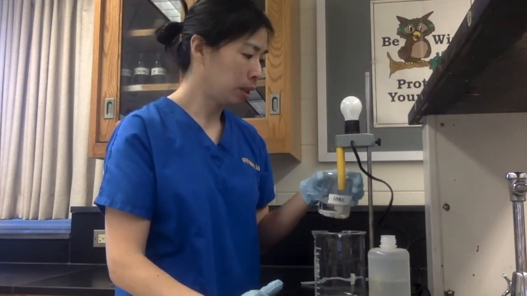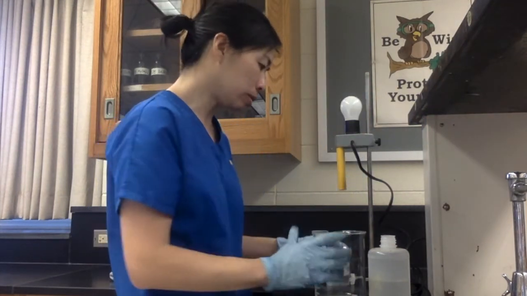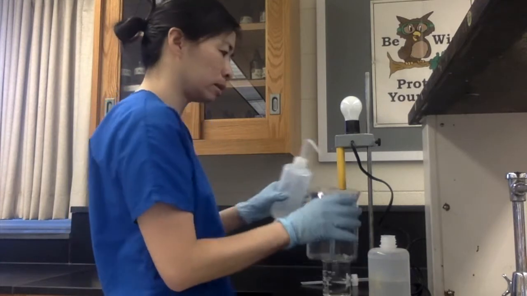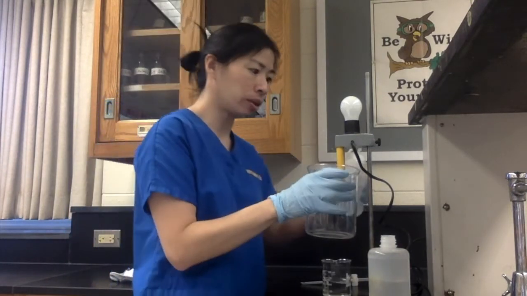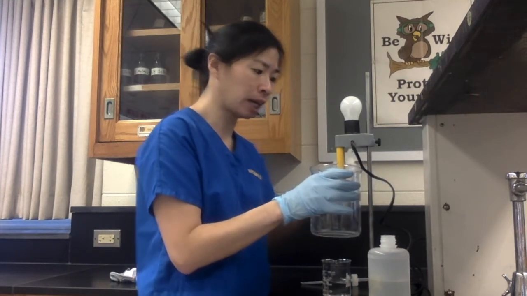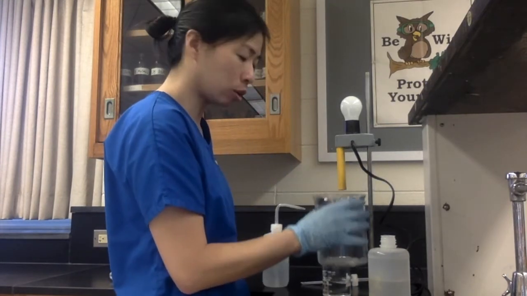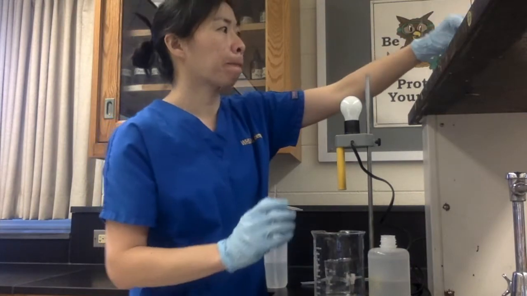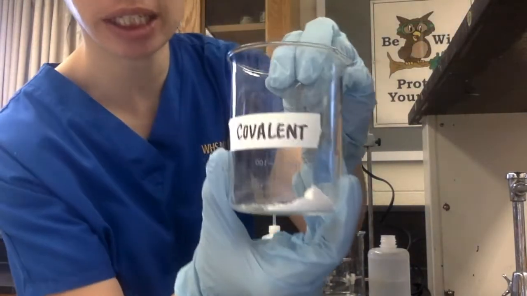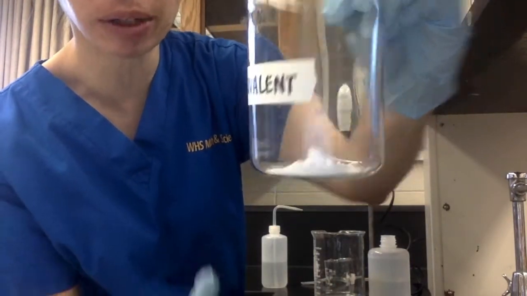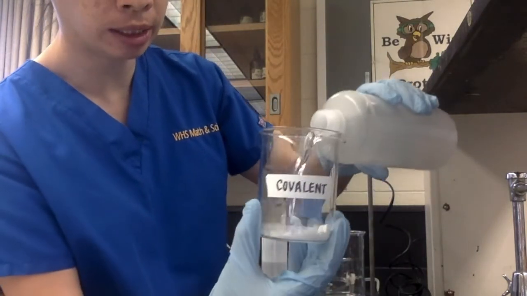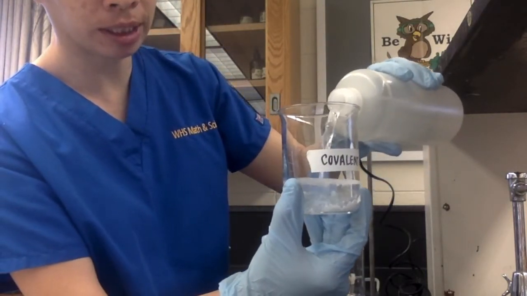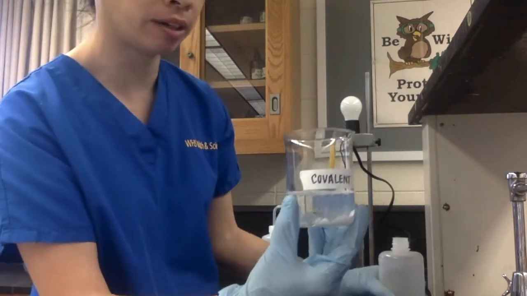Now what I need to do is rinse this with my deionized water so that it is clear and clean of that ionic compound so we can test our covalent compound. Here's our covalent compound here. You can see it's a white powder as well. Again, I'm going to pour in about 100 milliliters, maybe 125.